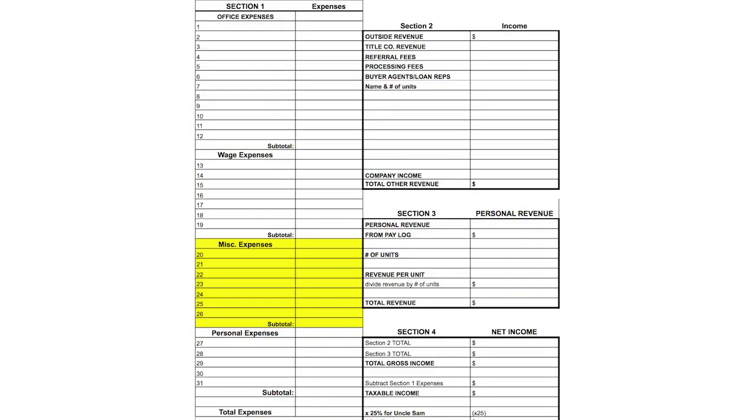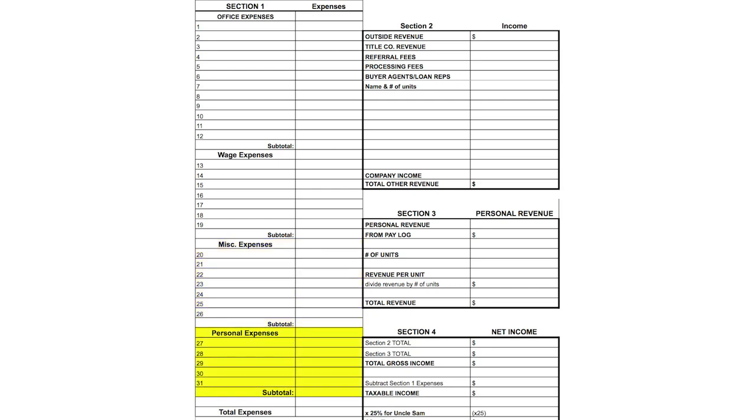The third section is miscellaneous expenses. These are for one-time expenses that came up August only. So let's say you threw a client appreciation party. That would go under miscellaneous expenses. And you would show that there. Anything else that came up as a one-time expense in August, you'd put that there.